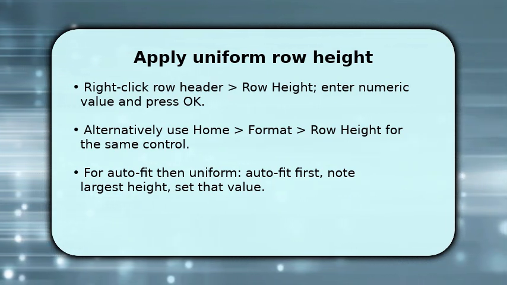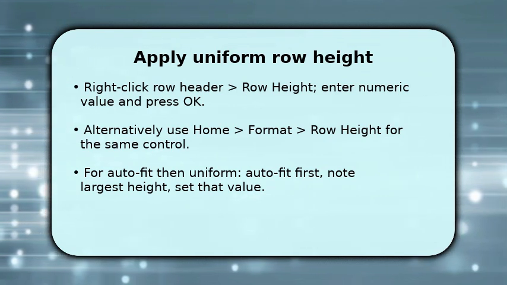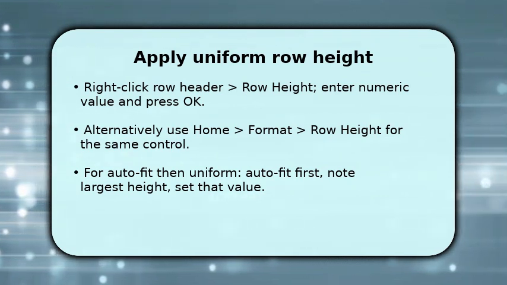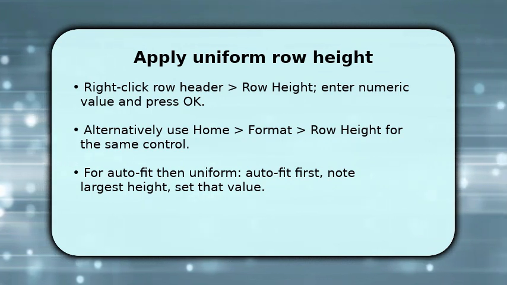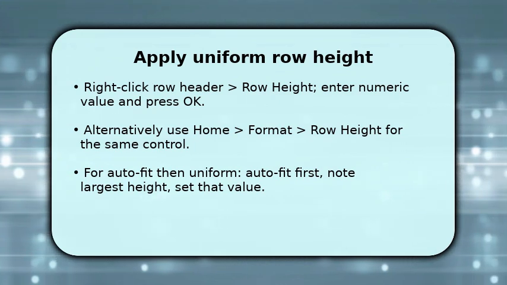If you prefer content-based sizing, auto-fit first, identify the tallest resulting row, and then set that tallest value across all rows so nothing clips. Make sure to reselect the same rows if you clicked elsewhere before applying the final value.